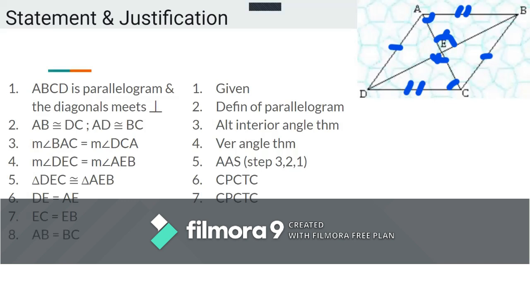Now, step 8, AB equals BC. You're probably like, whoa, you jumped the gun too quickly, right? No, we can prove this very simply. Take a moment, think about it, a little bit longer than average, right?